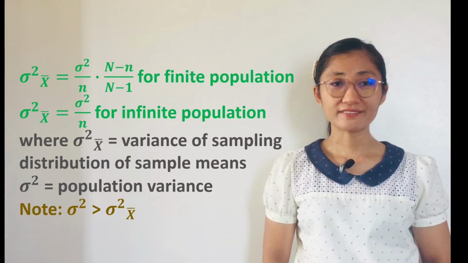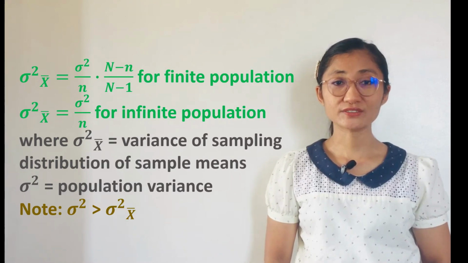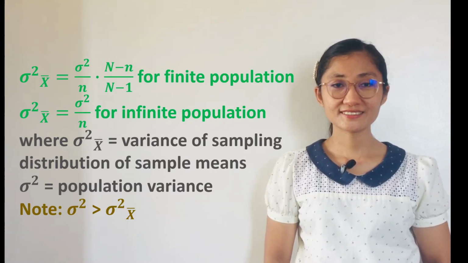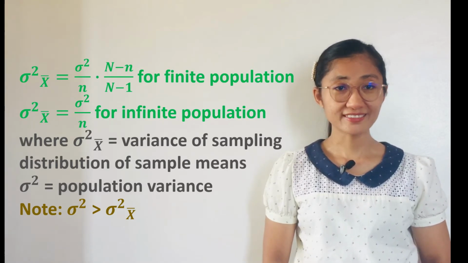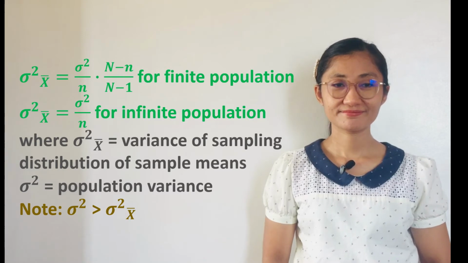It has to be noted that the population variance is greater than the variance of the sample means, since a sample size of small n is less than the population size capital N.